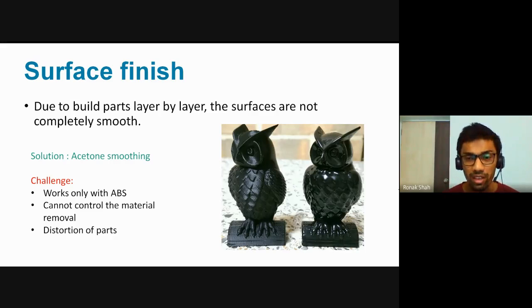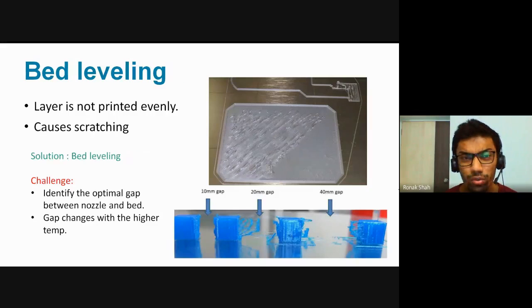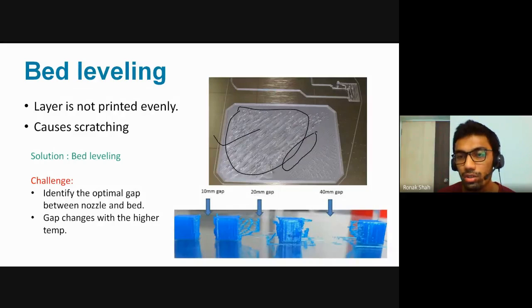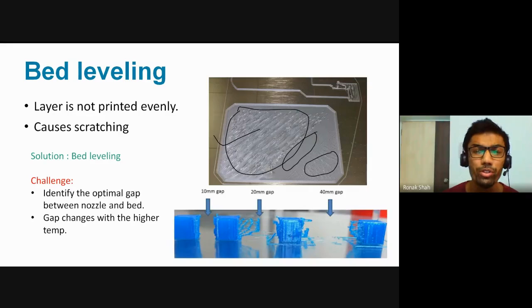Now for bed leveling. There are a lot of issues related to bed leveling. In the top image, because of uneven bed leveling, the first layer is not printed properly. Here you can see a lot of scratching happening, and cracks getting developed. This is due to poor bed leveling. Across the bed, the gap between the nozzle and the print bed should always be uniform.